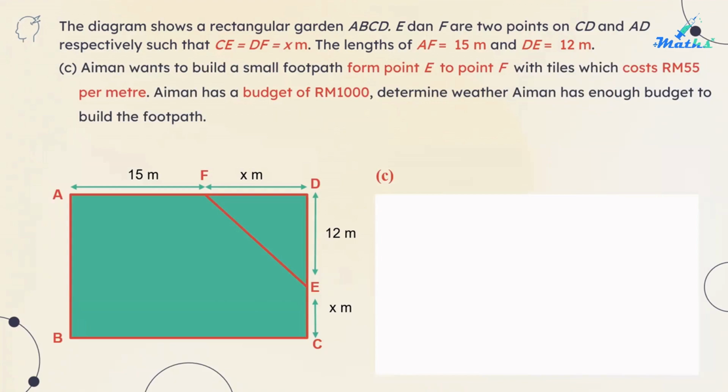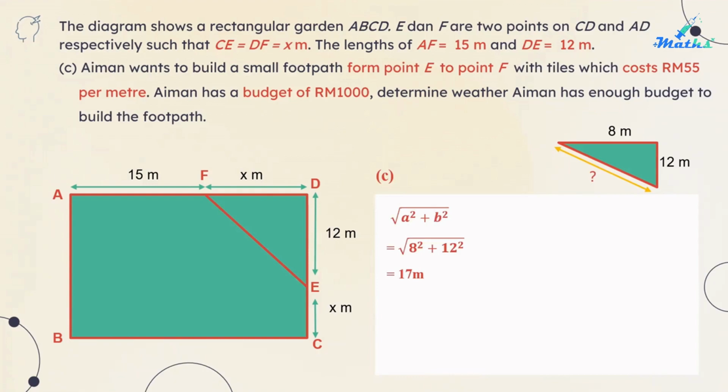Iman wants to build a small footpath from point E to point F with tiles which cost RM55 per meter. Iman has a budget of RM1,000. Determine whether Iman has enough budget to build the footpath. Okay, the small footpath that Iman wants to build is a triangle shape, and we have 8m and 12m. How about the longest side in the triangle? How to find it? Do you still remember? We use the formula a squared plus b squared and then square root. Okay, the answer is 17m.